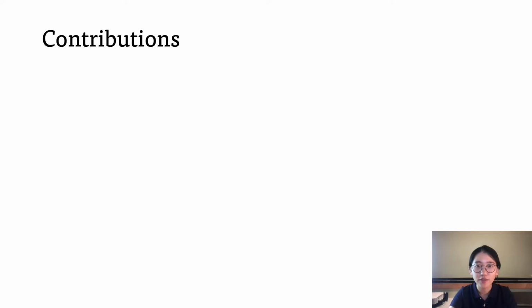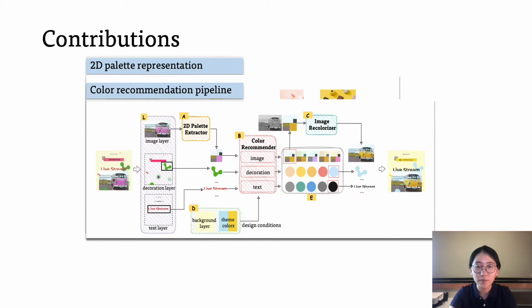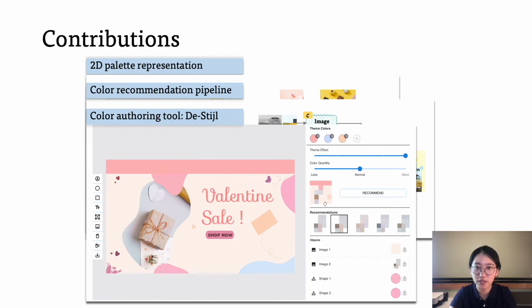In summary, this work presents 3 main contributions. First, we introduce a novel context-aware 2D palette representation that incorporates color proportion and proximity into the palette. Second, we propose a theme-aware and spatial-sensitive color recommendation pipeline that suggests color palettes based on user-specified theme colors and the layouts of different elements. And finally, we present De-Stijl, an interactive and intelligent color authoring tool that assists users in coloring image-centric graphic designs.